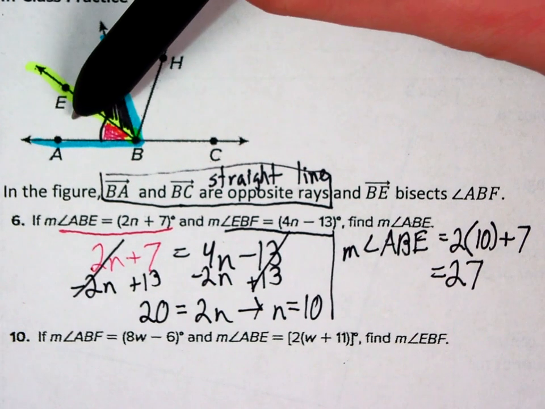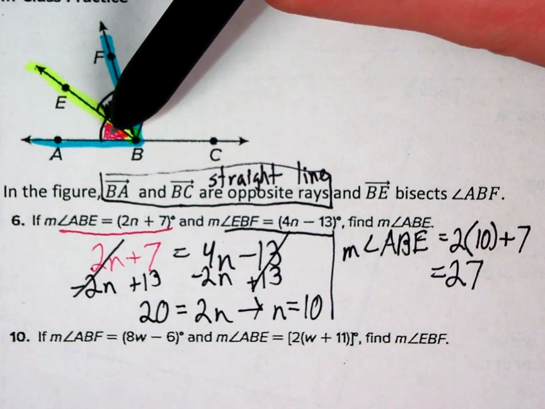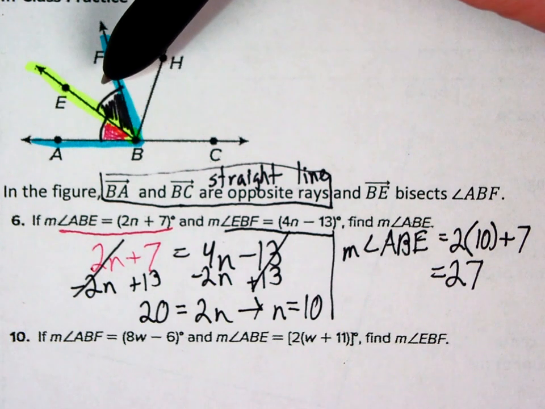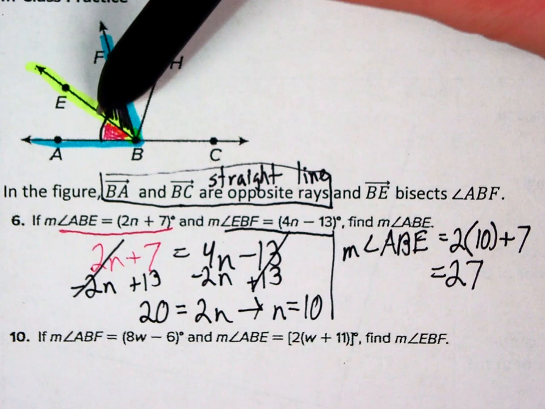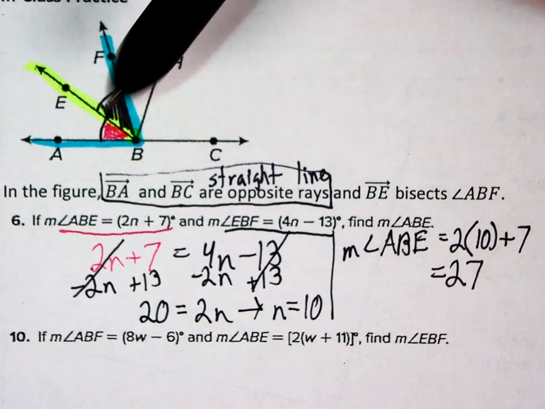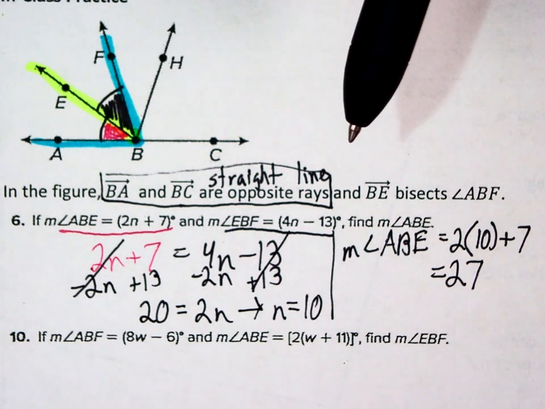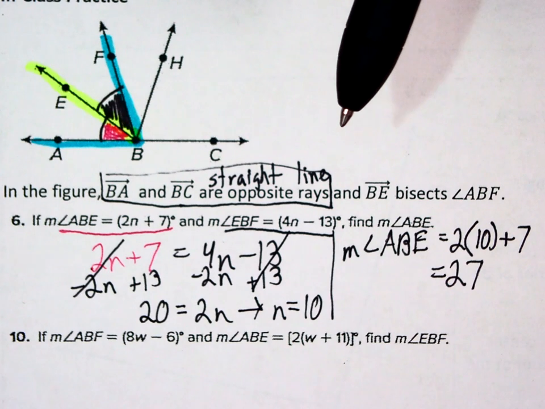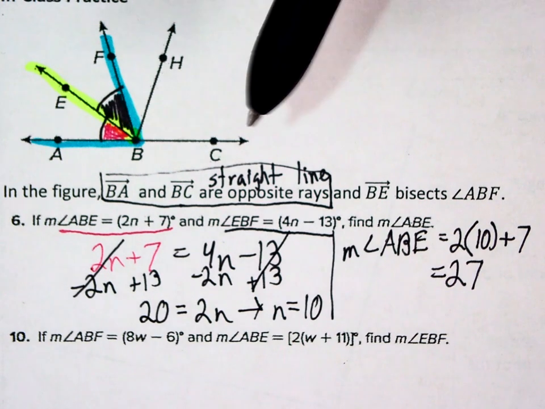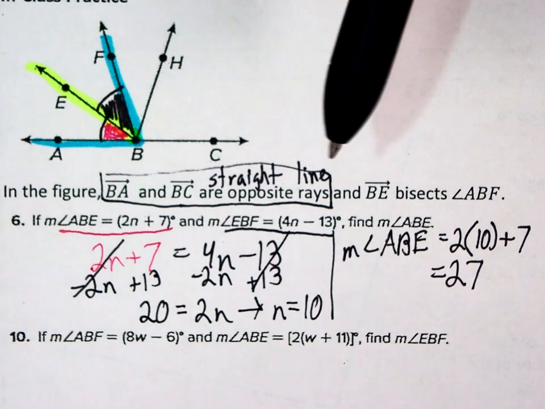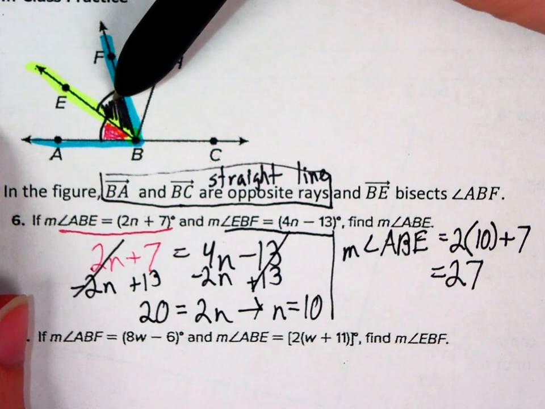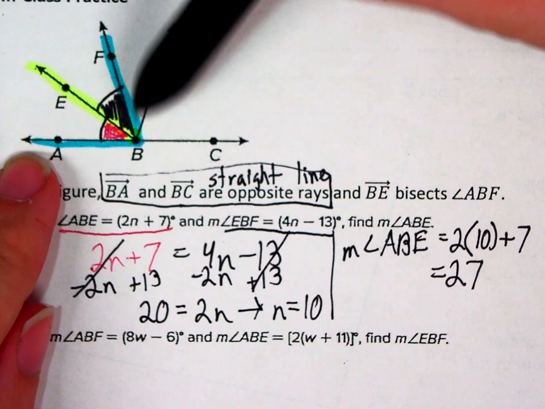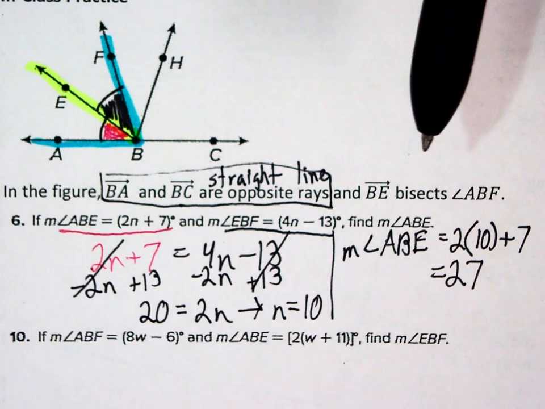What that means for us is that the angle here in red is 27 degrees, and the angle here in black is 27 degrees. They're going to be the same size. If this is 27 and this is 27, our blue angle, ABF, would be 54 degrees.